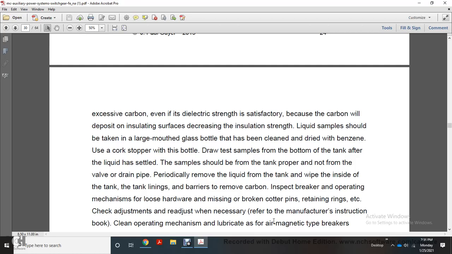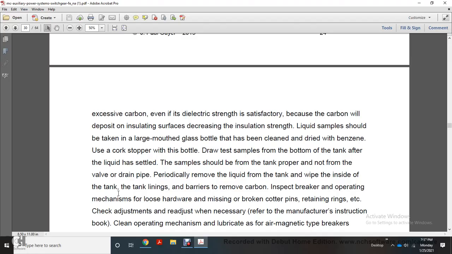Liquid samples should be taken in large mouth glass bottles that have been cleaned and dried with benzine. Use a cork stopper with a spout to draw test samples from the bottom of the tank after the liquid has settled. Samples should be taken from the tank proper or from a valve with a drain pipe. Periodically remove the liquid from the tank. Wipe the inside of the tank and the tank lining barrier to remove the carbon.